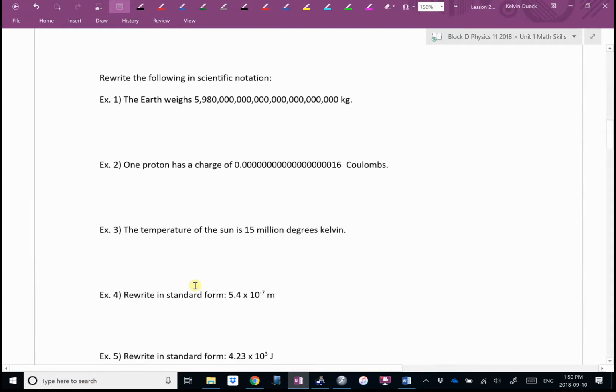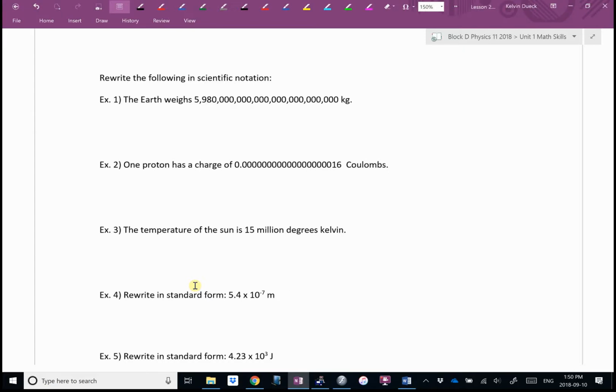Next page. Rewrite the following in scientific notation. The Earth weighs that much. It does. Mr. Dueck? Yes, Jackson. How do I know how much the Earth weighs? I'll show you how we calculated it, but in Physics 12. It was one of the first things we calculated after we figured and measured Newton's gravitational constant of the universe. What? Take Physics 12. Anyways, that is the mass of the Earth.